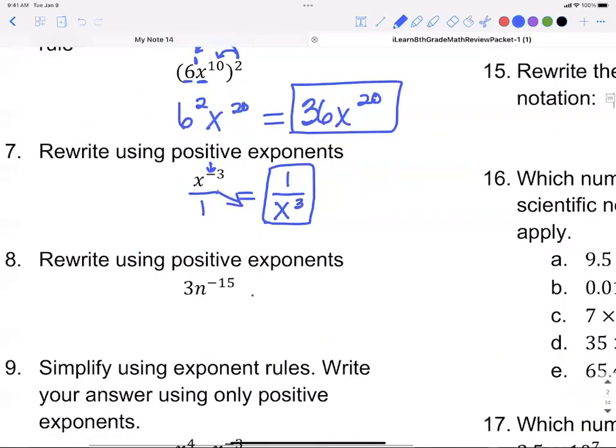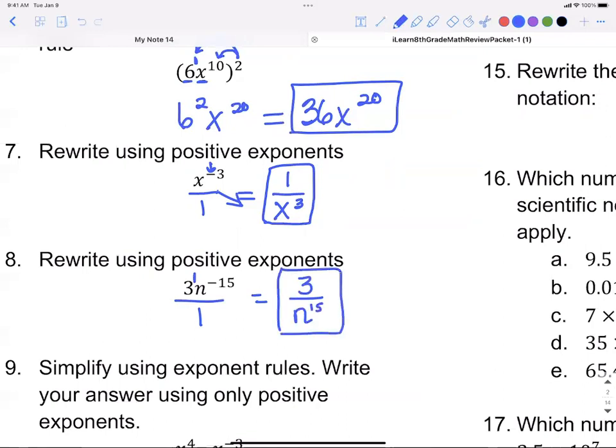Same thing here. I'm going to give myself a fraction. I'm going to remember that this is over 1. Now, remember, you only change what has a negative exponent. The 3 still has an exponent. Everything does, but it is a positive one. So the 3 does not have a negative, so it does not move. The n does have a negative, so it moves and drops the negative.